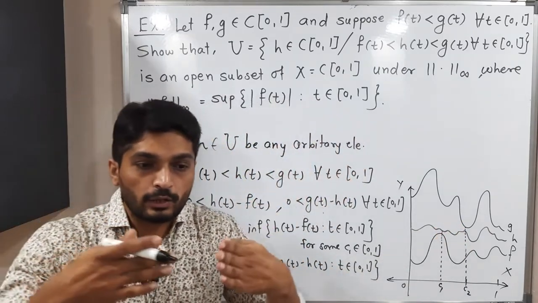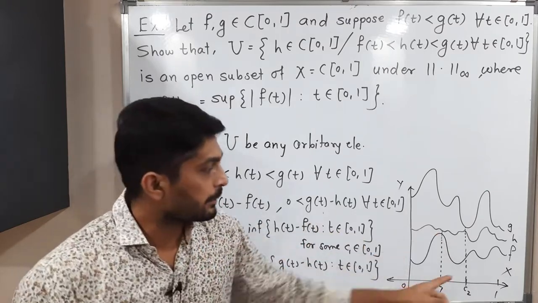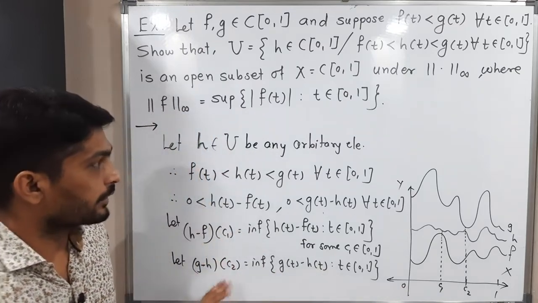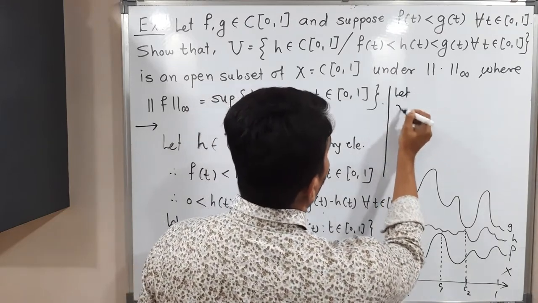Those curves are very close to each other. At C1, h and f are very close to each other, and at point C2, g and h are very close to each other. So in this way we got this. So what will I do? I am defining R now.